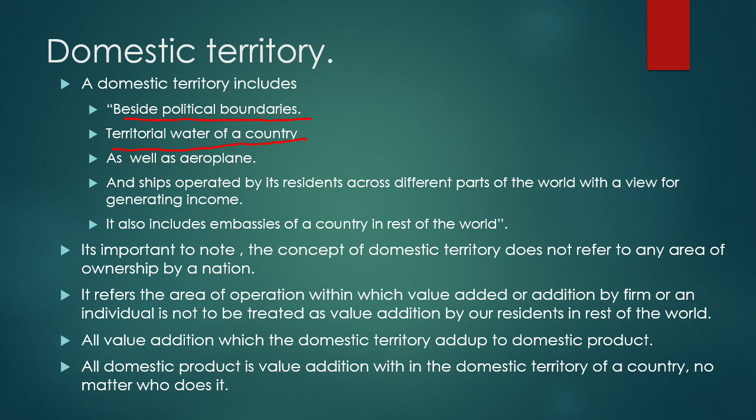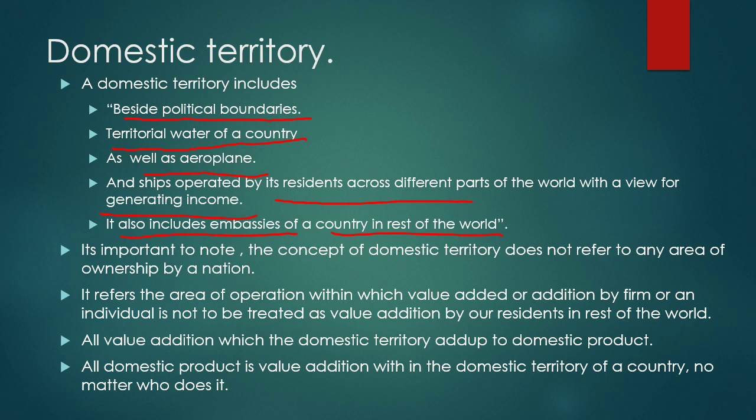It also includes aeroplanes. Our aeroplanes fly between one country and another, and this is done just for earning profit and carrying out production activities, the main operations of economic activity. Also ships operated by its residents across different parts of the world with a view to generating income, as I have told you. It also includes the embassies of the country in the rest of the world. The embassy of India in America is considered part of the domestic territory of India.